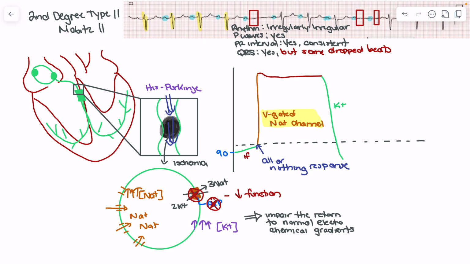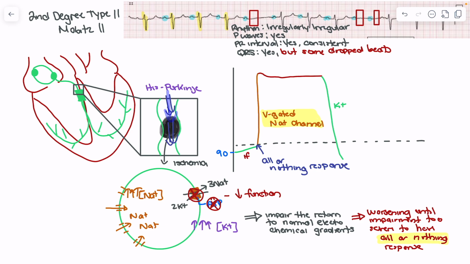Eventually, we get to the point where this impairment in the electrochemical gradients is too severe to have an action potential. So we will see worsening until the impairment is too severe to have all or nothing. That all or nothing response is really the key here: we won't see progressive damage or dysfunction, even though that might be happening.